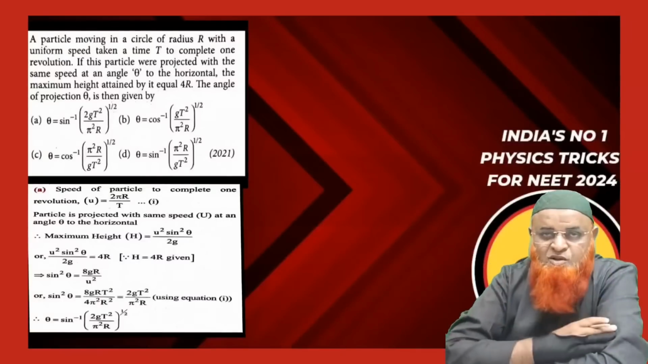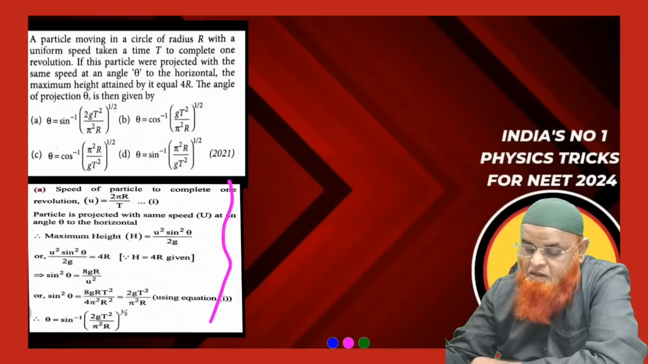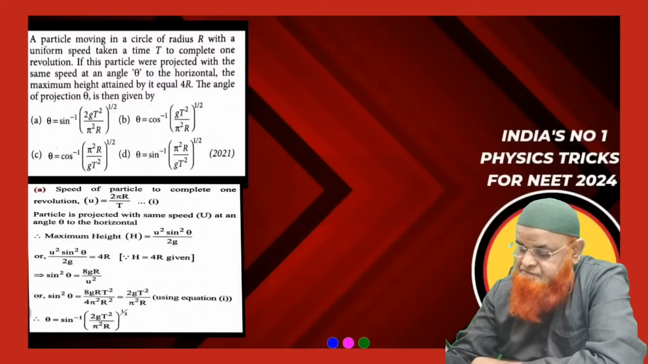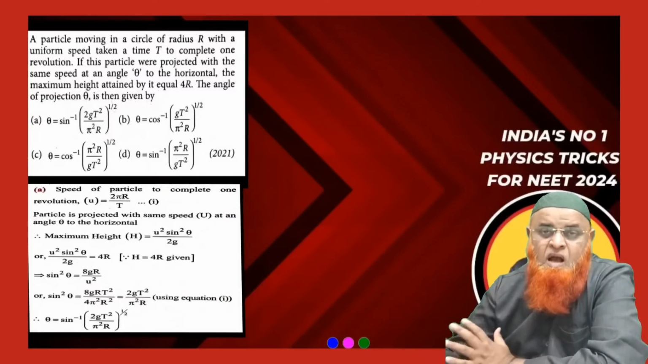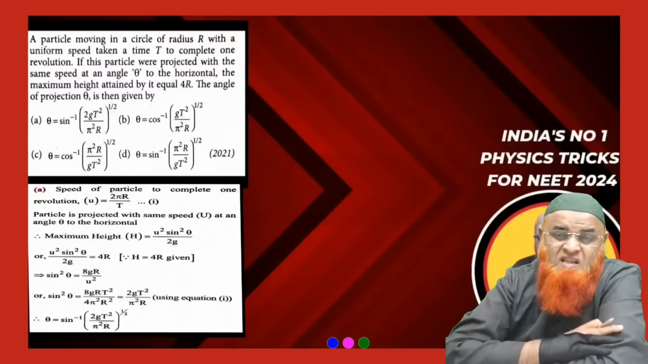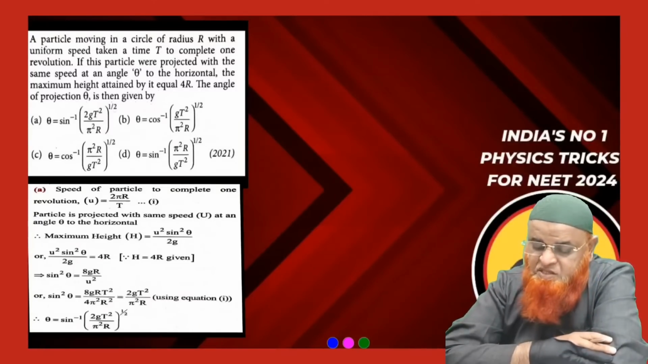My dear students, how to solve this problem in a super simple way. So you are able to see the solution given in the books here. Okay, and that solution is a little bit very confusing. Students are complaining that they are not understanding the solution in the books. So I'll give you a super simple method to understand that concept here.